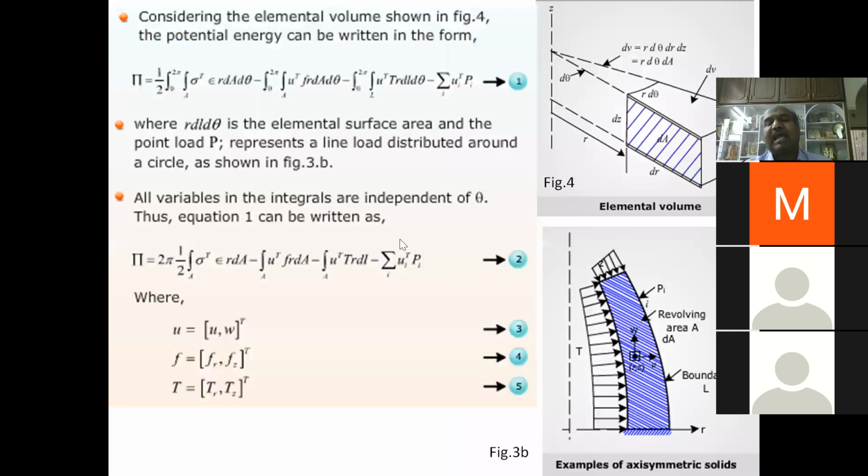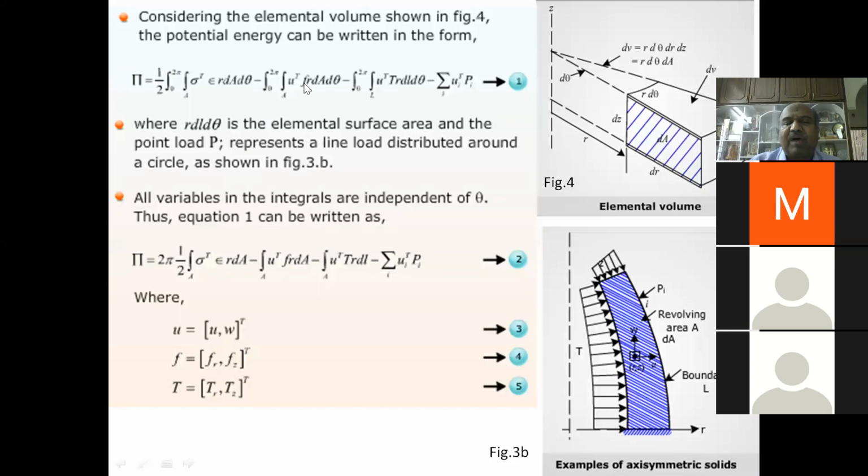So then you can calculate total energy in the member using potential energy approach. So potential energy is nothing but strain energy minus work potential. So strain energy, your volume integral becomes half of 0 to 2 pi, then area means dr dz into r. So here you have sigma transpose epsilon r dA d theta. So sigma transpose epsilon is your energy, right? So r dA d theta is your volume.